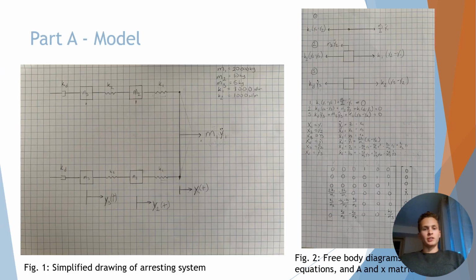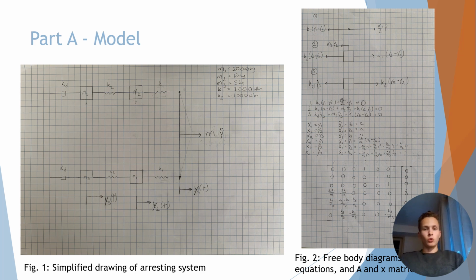In order for a jet to land on an aircraft carrier, an arresting system is employed. The jet latches onto a cable as it lands and the arresting system decelerates the craft. The jet applies a force to the system, represented by M1 times Y1 double dot.